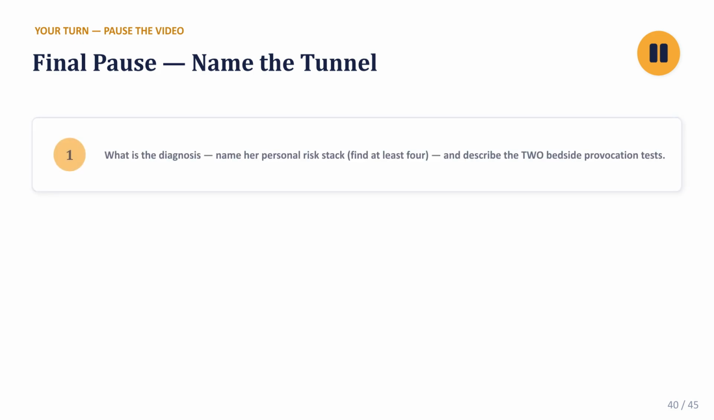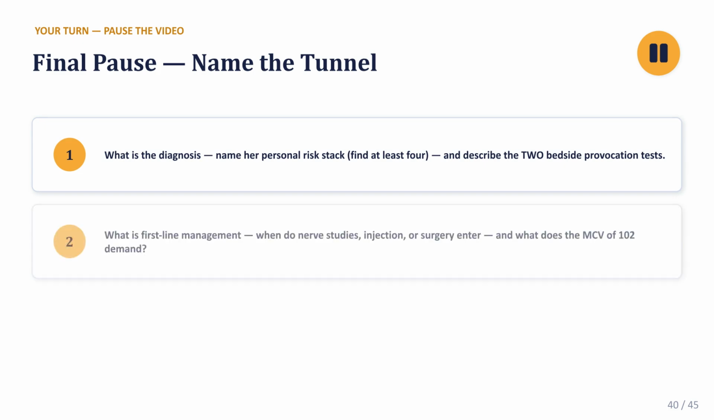Final pause of the day. First, what is the diagnosis and her personal risk stack? What are the 2 classic bedside provocation tests? Second, what is the first-line management? When do you request further testing? And what must you investigate regarding that high MCV?